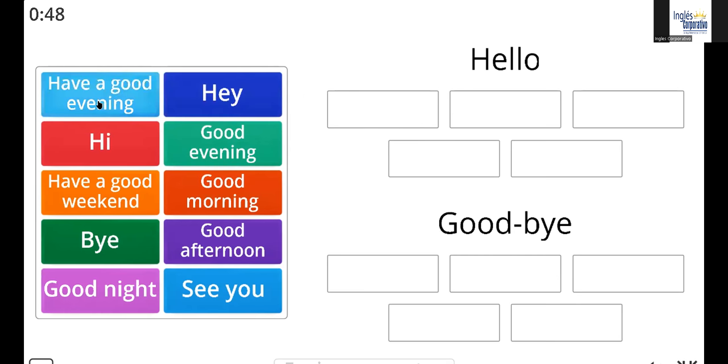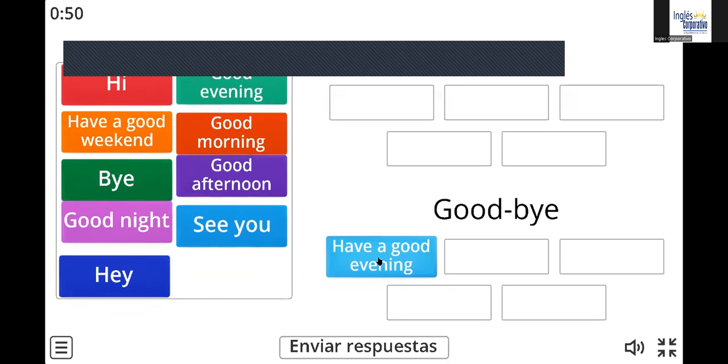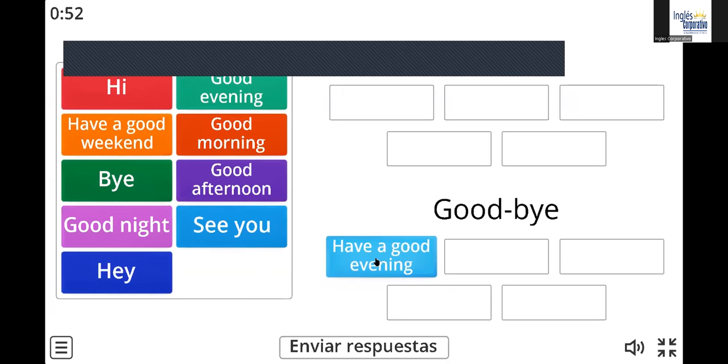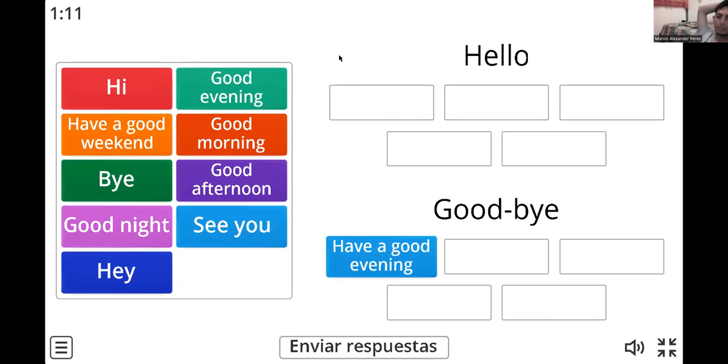Goodbye. Goodbye, okay. But by the way, what's the meaning of have a good evening? What's good evening? Pensé que good evening era como cuando vamos llegando y good night era cuando nos despedíamos. Okay. Pero si yo digo have a good evening, ¿qué sería? Que tengas una linda noche. Linda noche. Ah, buena noche, right?